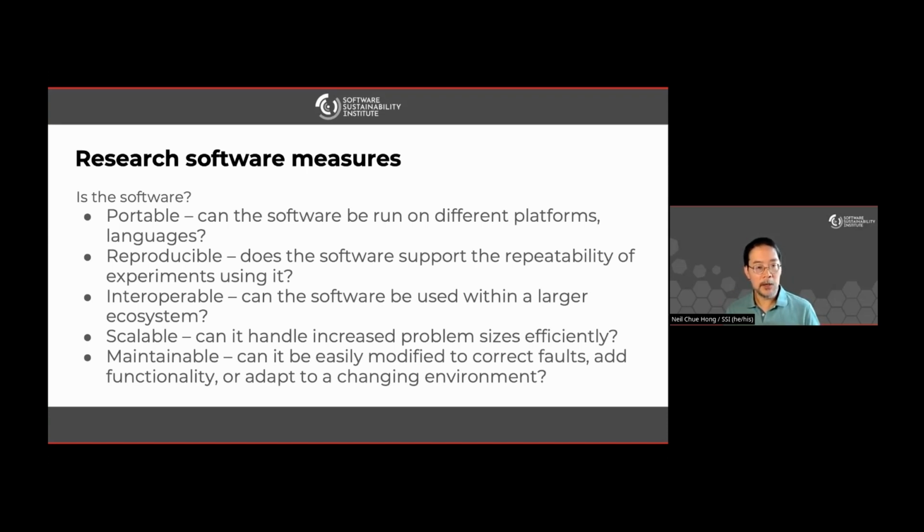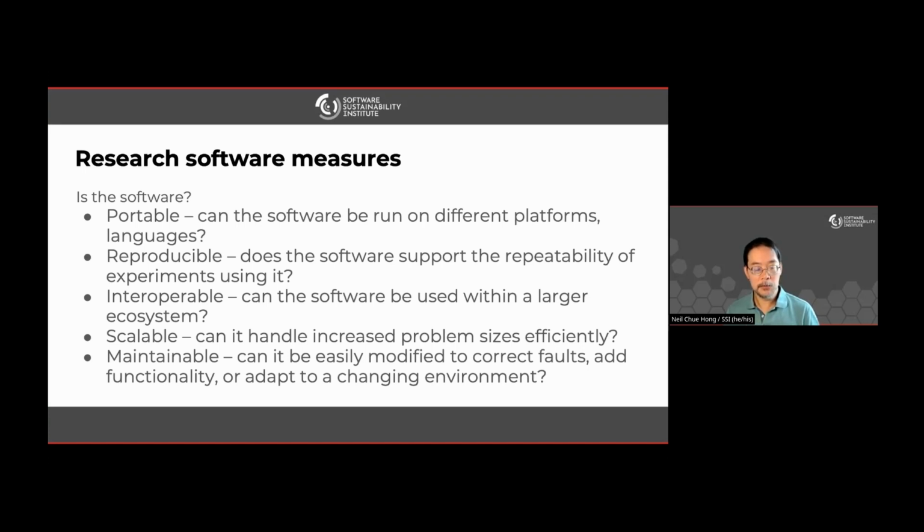So I think that a good way of looking at how you might assess research software quality is first of all to look at whether it's portable. So can software be run on different platforms? Perhaps is it available in different languages? A second one is around reproducibility. So does the software help support the repeatability of experiments that are using it? A third is interoperable. Can the software be used within a larger ecosystem of software? Is it possible to make sure that it can be used with popular data formats? Can it be combined into workflows?